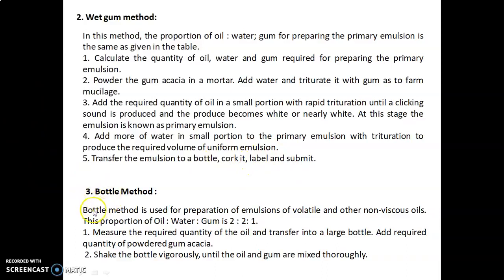Then third one, bottle method. The bottle method is used for the preparation of emulsions of volatile and other non-viscous oils. The proportion of oil to water to gum is 2:2:1.